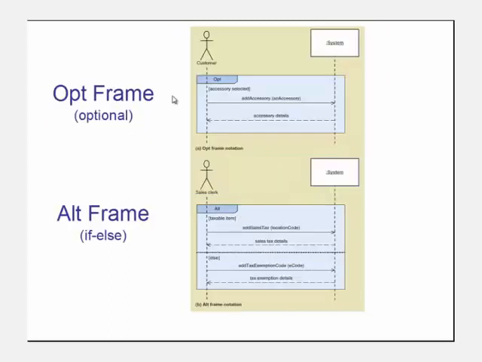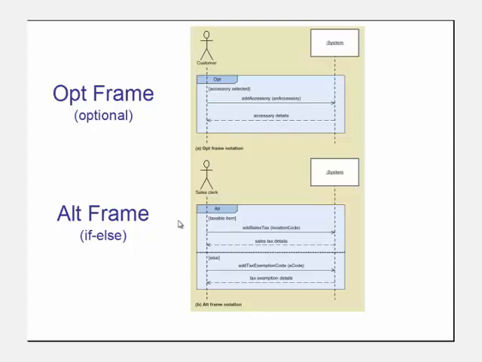The other two types of frames are the opt frame and the alt frame. The opt frame means that the steps, the messages back and forth, are optional. It uses the same kind of rectangle with the same area at the top with the word OPT in it for optional. What this says is, if it's true that an accessory has been selected, then add the accessory, and here's the accessory information. And then the system will return accessory details.